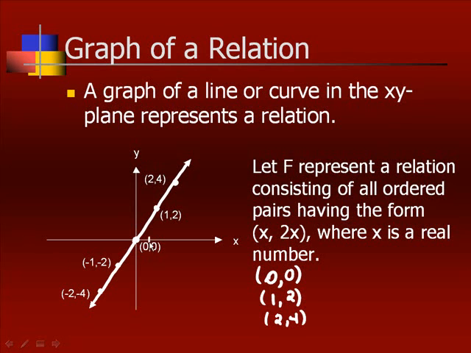For instance, if x is 1/2, 2 times 1/2 would be 1. That point is also included on your graph. It's not possible to go through and list every single one of these ordered pairs. So by not listing them, we can draw a graph to represent all the ordered pairs.